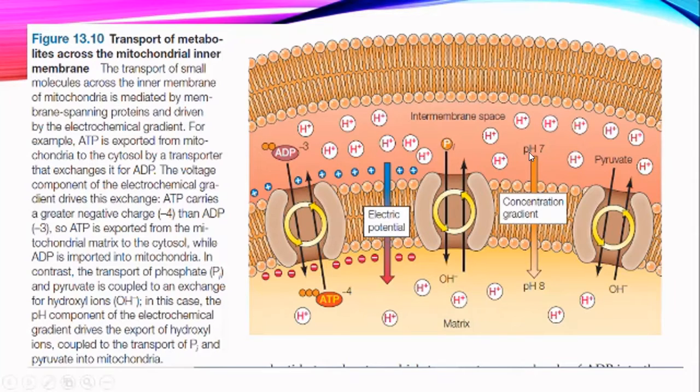The pyruvate could enter the integral proteins. So these are all proteins, this one. They could enter through electric potential. So it requires energy. And also could be transported through concentration gradient. So kung higher concentration, some of the molecules could enter from higher concentration to a lower concentration.